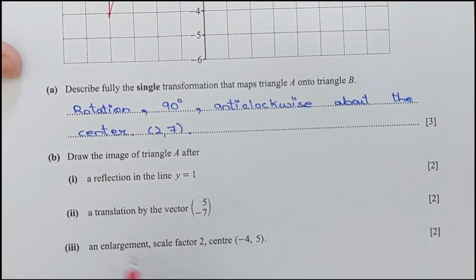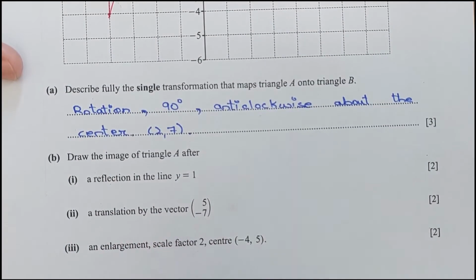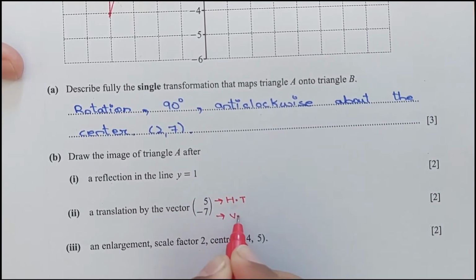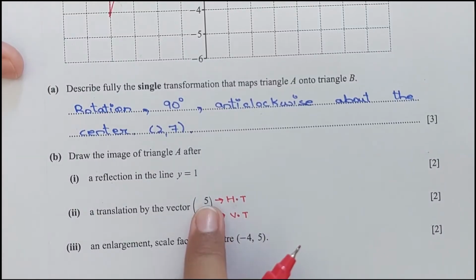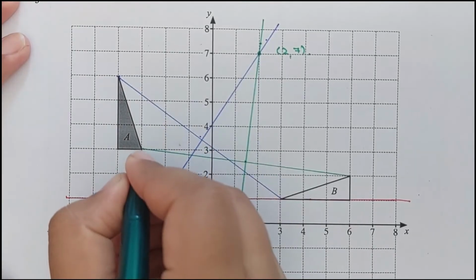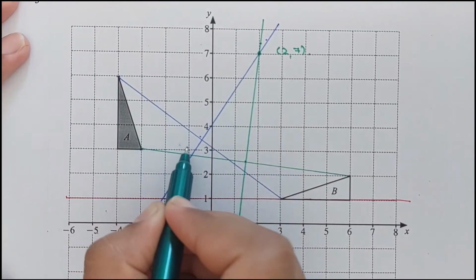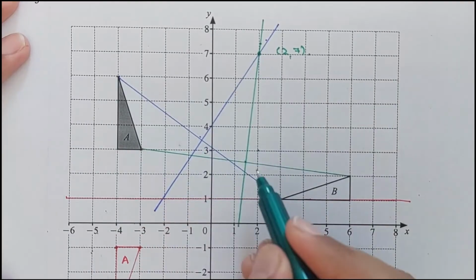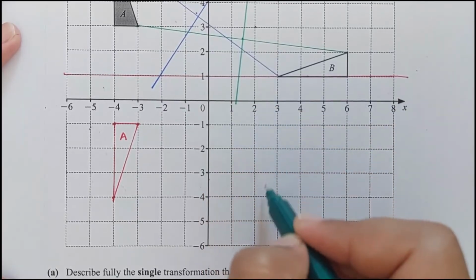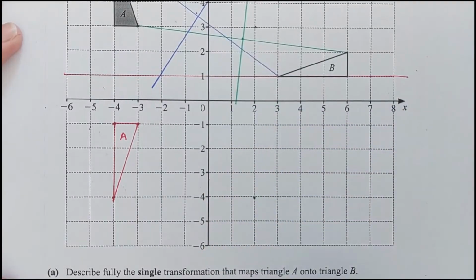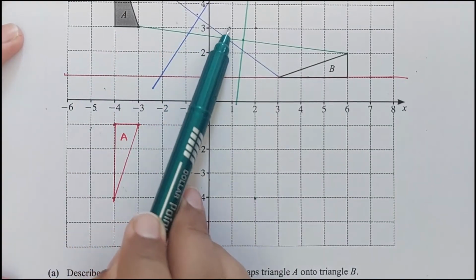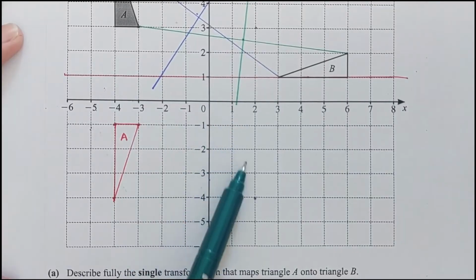Now for the second part of B, a translation by the vector (5, -7). So 5 is the horizontal translation and 7 is the vertical translation. Means we have to move 5 units right and 7 units down. So this point, 5 units right, we are moving 1, 2, 3, 4, 5 and 7 units down, 1, 2, 3, 4, 5, 6, 7 over here, which is (-2, -4).